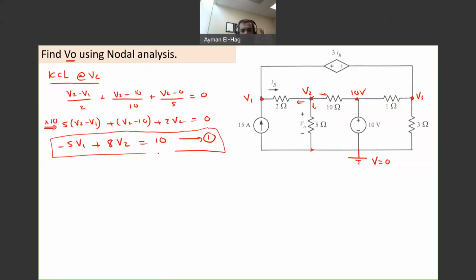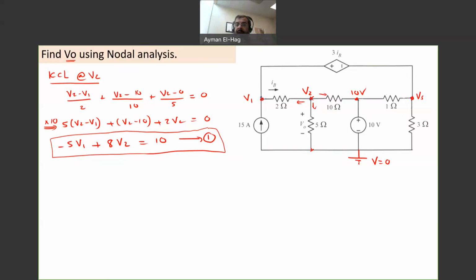I need two more equations. Can we apply KCL to the 10 volt node? No, because it's connected to a voltage source, and we already know the voltage at this node. Can we apply KCL at V3? Also no. Why? Because it's connected to the negative side of the dependent voltage source. So this is how many equations I can get from regular nodal analysis.